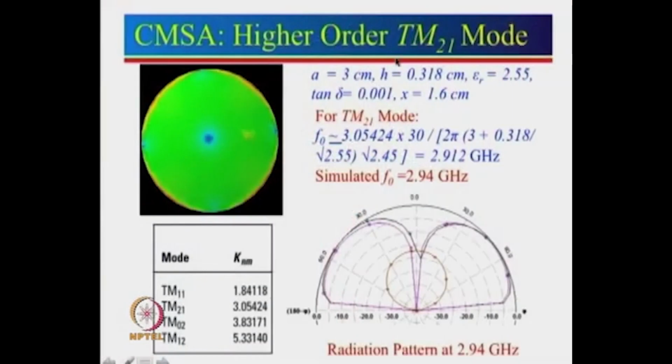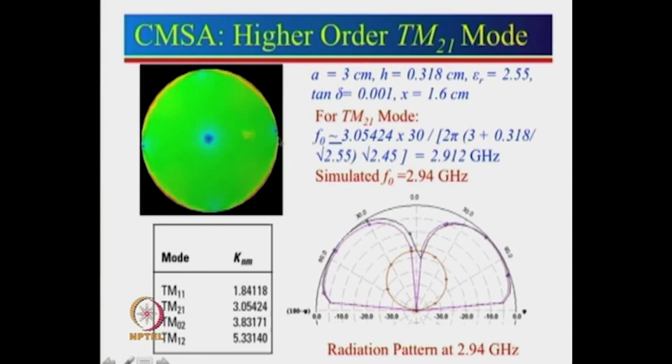So, now let us look at the circular microstrip antenna operating at a higher order mode, which is the TM21 mode. So, 2 here implies 2 half wavelength variation along the circumference and 1 half wavelength variation along the diameter. Let us see here, I have shown the current distribution for a given case, so we will look into that also.